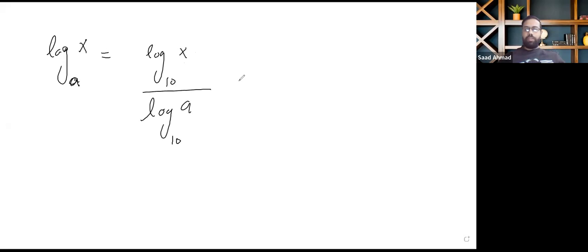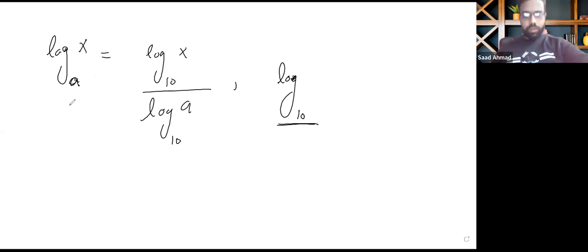So when we normally see the log on the calculator, wherever you see the log without anything written, just like on the calculator, that's normally log base 10. So if we want to convert any base into the log base 10, we can do that formula. All right.